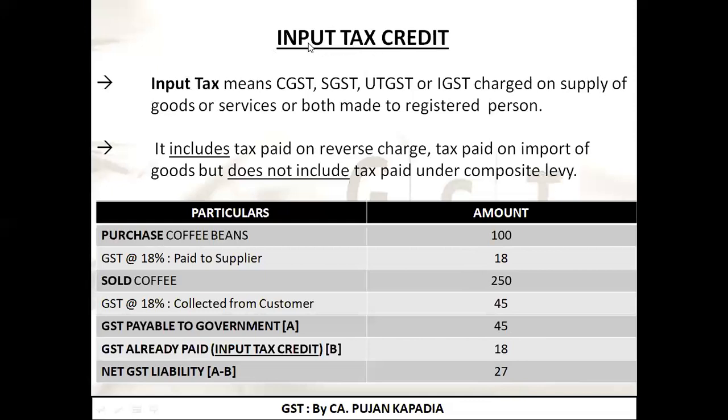Input means any kind of input that you are going to take for your product, either to manufacture or to sell that particular product. It may be in the form of goods, it may be in the form of services. You are paying GST on that, so it is your input tax. As you have studied over here, what is input tax? If you are paying any amount to the registered person, either for goods or for services, which includes tax paid on reverse charge and tax paid on import of goods. So basically, this 18 rupees credit is known as input tax credit. I hope you are perfectly clear with what input tax credit is.